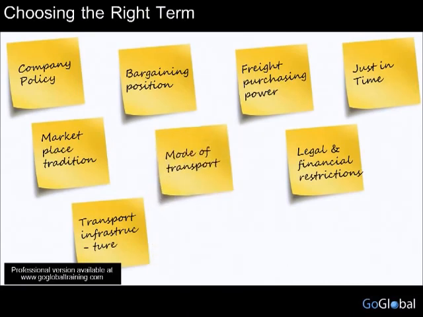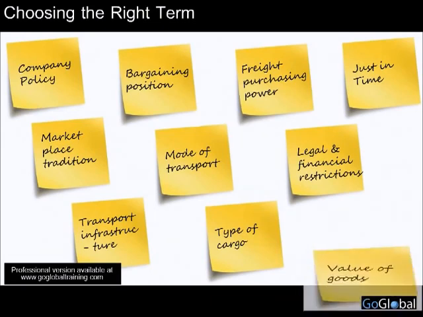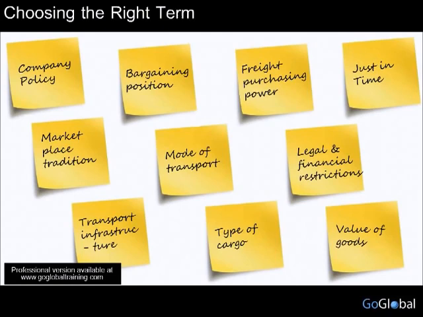The mode of transport. If goods are being shipped by road or air, then traditional sea freight terms would not be appropriate. The type of cargo to be shipped. For example, loose cargo may be loaded directly into a ship, in which case a sea freight term would be best. Finally, the value of the goods shipped can be a factor. Low value goods will be covered by carrier's liability insurance, so there may be no need to use incoterms that require extra cargo insurance to be taken out.